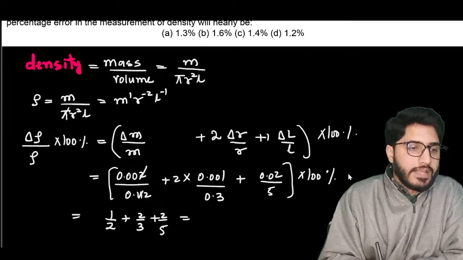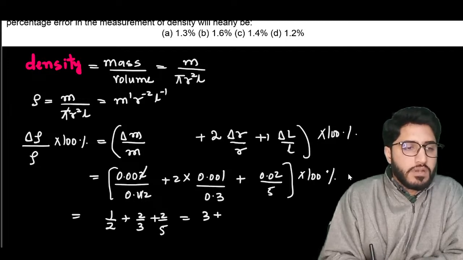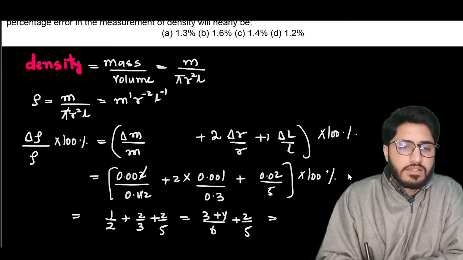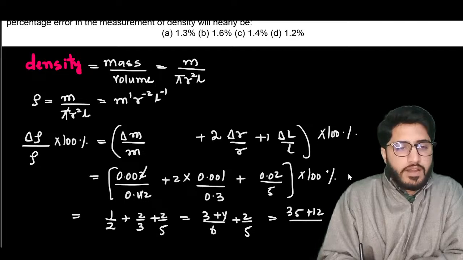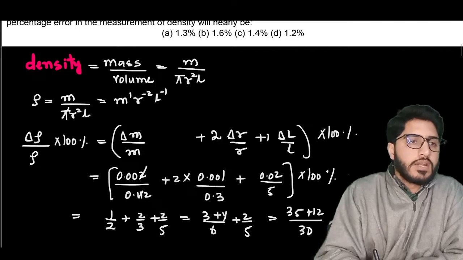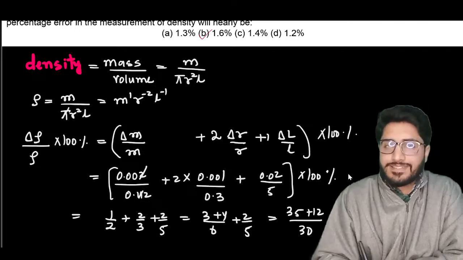Clear? Now I can write 3 ones are 3. It is 3 plus 4 by 6 plus 2 by 5. So 4 plus 3 is 7. 7 is 35 plus 12 divided by 30. So we have 74 by 30, right? It is approximately 1.6%. So option number B is my answer.